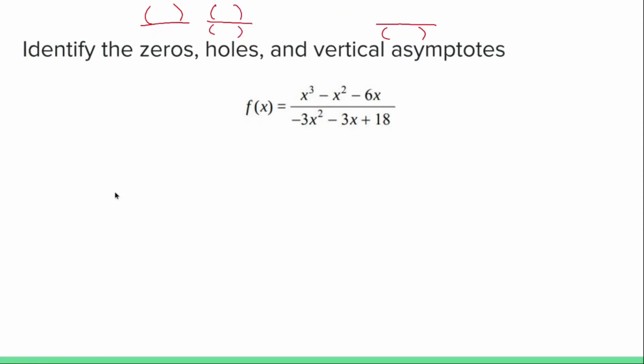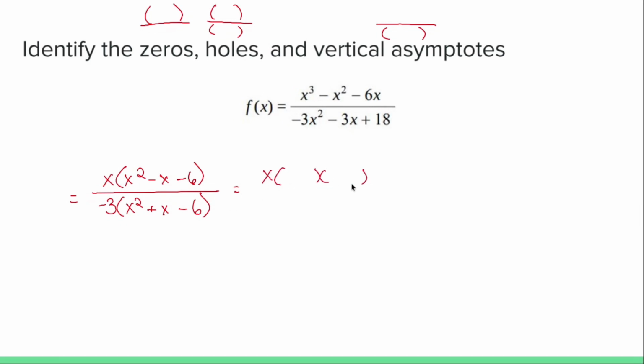So what we need to do is factor all this out. The first thing I can do here is factor out an x, which leaves me with x squared minus x minus 6. And as you can take a look at that, we're not done. I can factor a negative 3 out from the bottom, the denominator. That leaves me with x squared plus x minus 6. The x still lives out here.